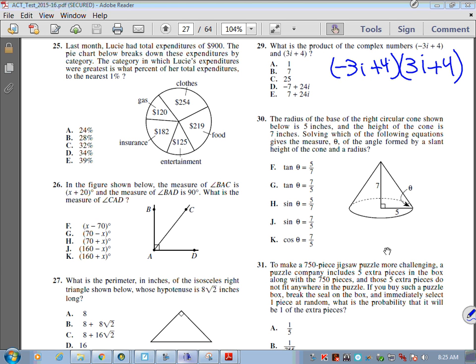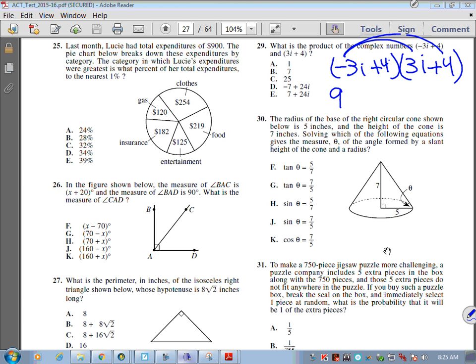Exactly right. All they mean by complex is that we have i's. So what's negative 3 times 3? What's i times i? What is i squared equivalent to? Negative 1. So what I'm getting is negative 9 times negative 1. What's negative 9 times negative 1? 9. Okay, so my first term there is 9.